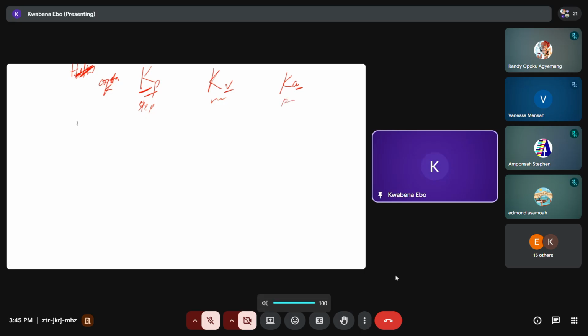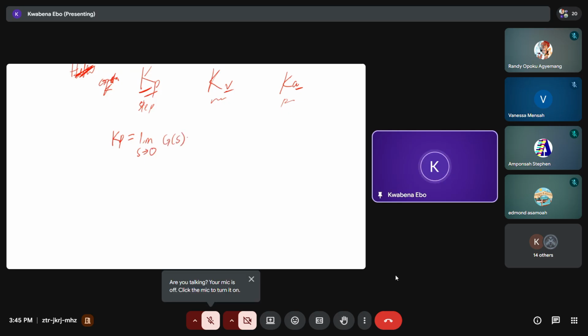So the Kp of a system is mathematically defined as limit as s approaches zero of the function G(s). Please, I may make mistakes also. If you see that I've made a mistake, you alert me.